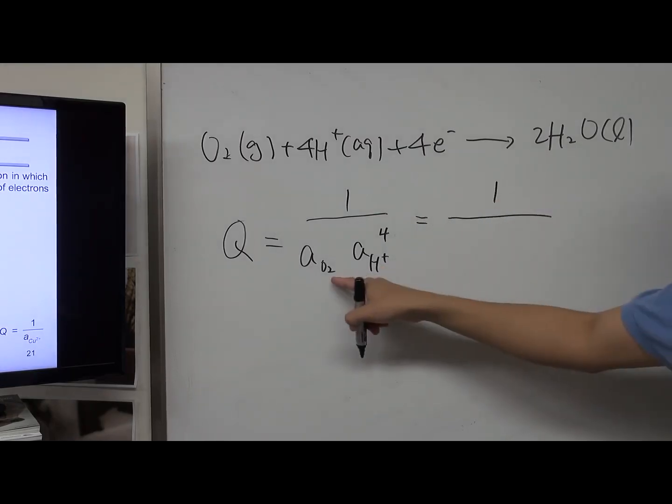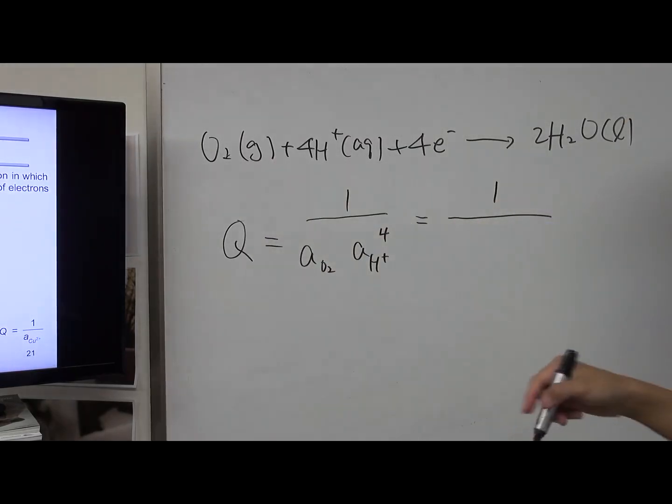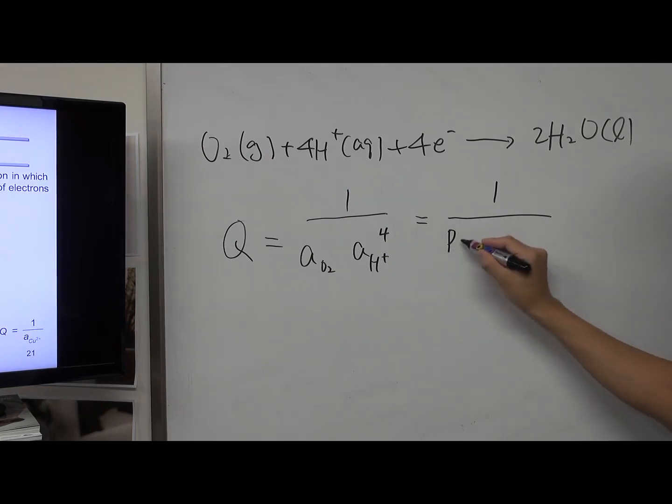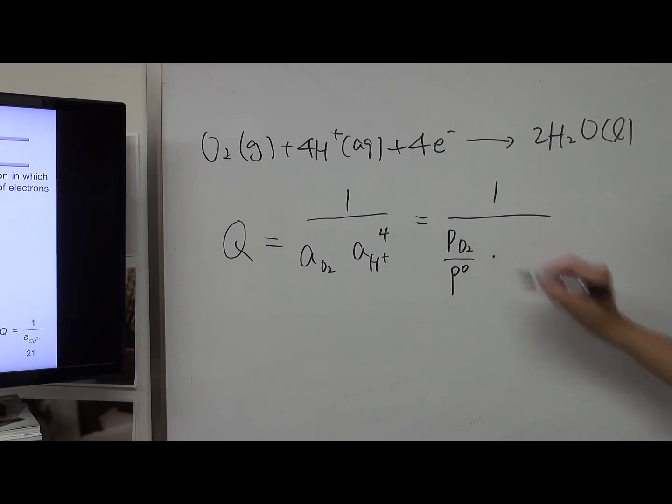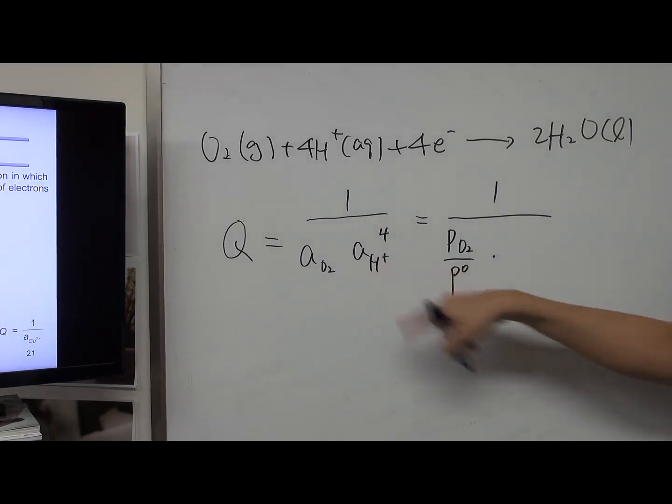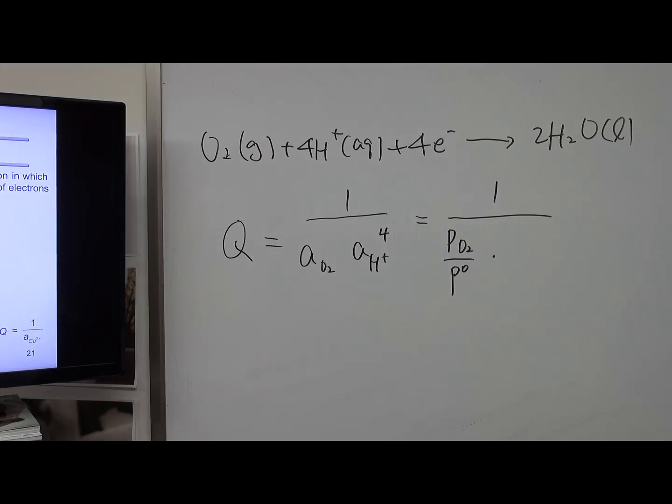And the activity of the gas, oxygen, can be expressed as P oxygen over standard pressure, right? And the activity of hydrogen ion can be expressed in molar concentration, so for example, H plus molar concentration, something like that. Okay, so you can easily express the reaction quotient even for a redox reaction.